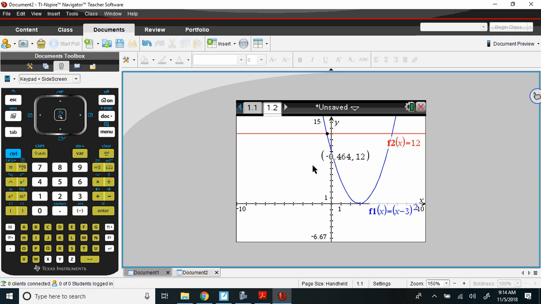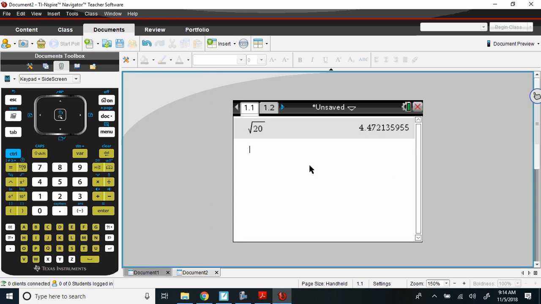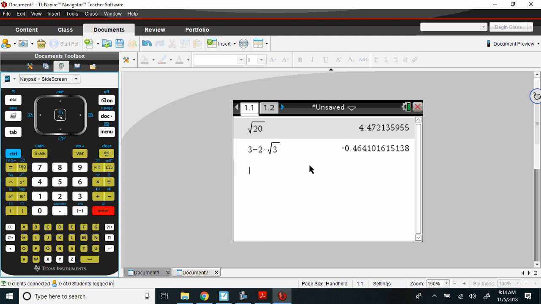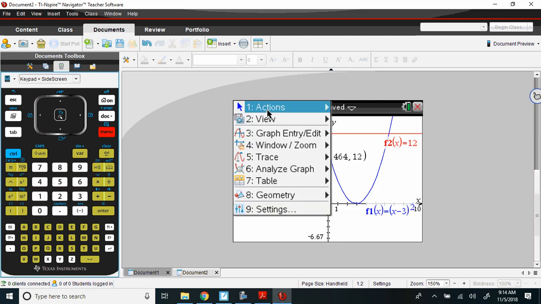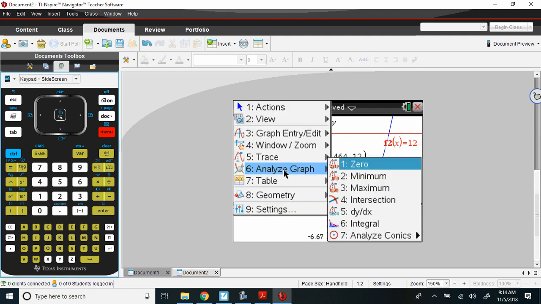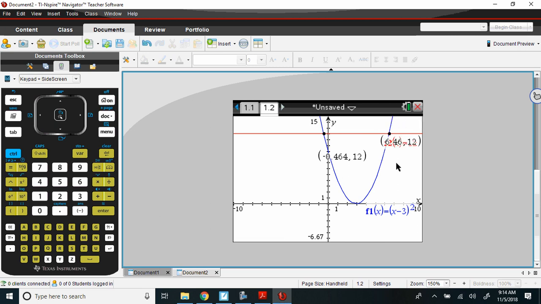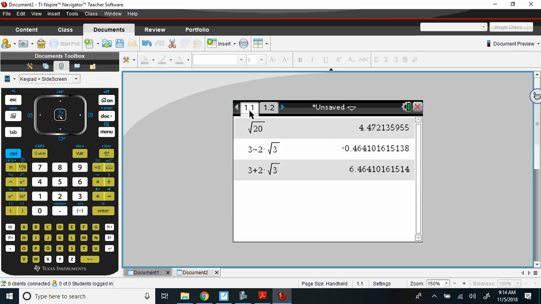One of the x values where they intersect is negative 4.64. Now we said that the answer was 3 minus 2 rad 3, which is negative 4.464. If we look at 3 plus 2 rad 3, that ends up being 6.46. And if we find this other point of intersection, I'll bet it's the same thing. Analyze intersection, this other point of intersection, 6.46. There it is. Okay, make sense?